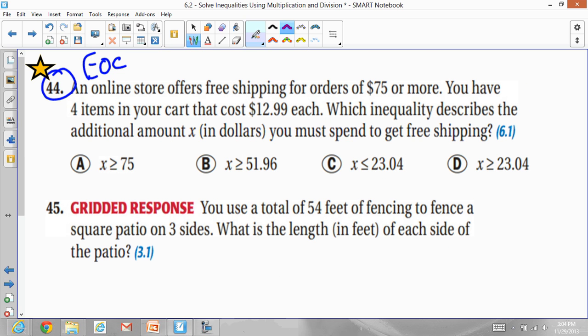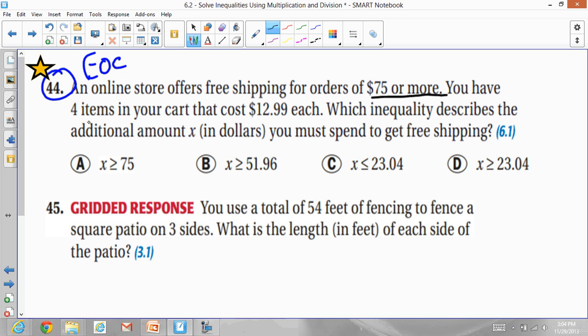Question number 44. Pause the video, read the question, understand the question, and also make sure that you're writing the word EOC next to the question number 44. An online store offers free shipping for orders of 75 or more. So what it means is, if you order $75 or more than $75, you get free shipping. So you have 4 items in your cart that cost $12.99 each. Which inequality describes the additional amount in dollars you must spend to get the free shipping?